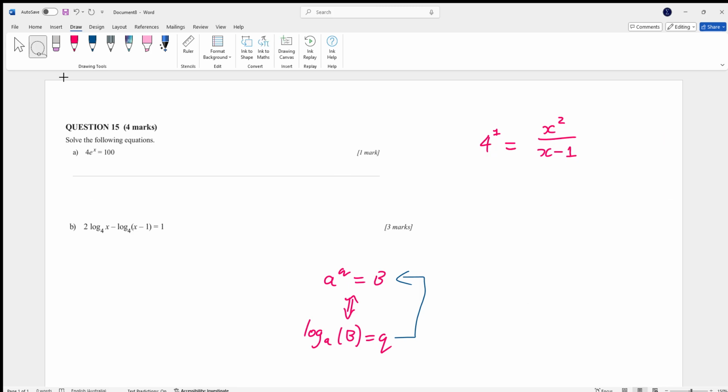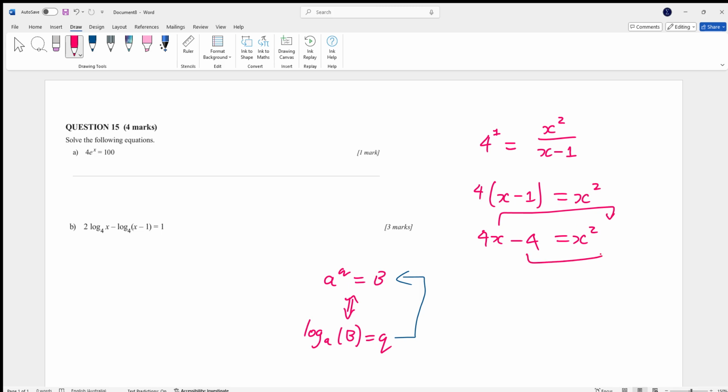Now what we want to do is solve for x. So you're going to multiply both sides by x minus 1. So you get 4 times x minus 1. You'll want to expand that now. So you have 4x minus 4 equals x squared. Then you'll move everything to the other side so that the x squared is positive and you've set the quadratic equal to 0. So you have 0 equals x squared minus 4x plus 4.